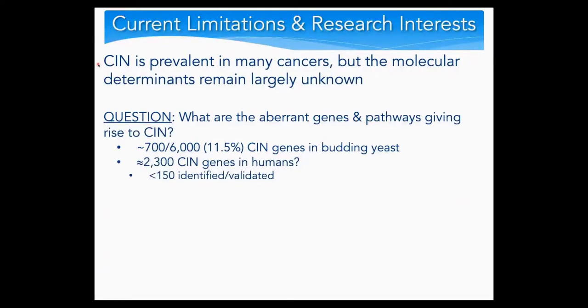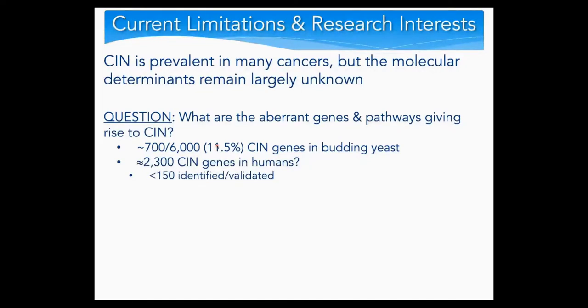Now, some of this work has already been studied extensively in model systems like budding yeast. In fact, a recent study identified 700 out of the 6,000 yeast genes that, when deleted, basically induce a CIN phenotype. And that's about 11.5% of that genome. If those numbers hold true into the human context, we can expect there to be approximately 2,300 CIN genes embedded within the human genome.